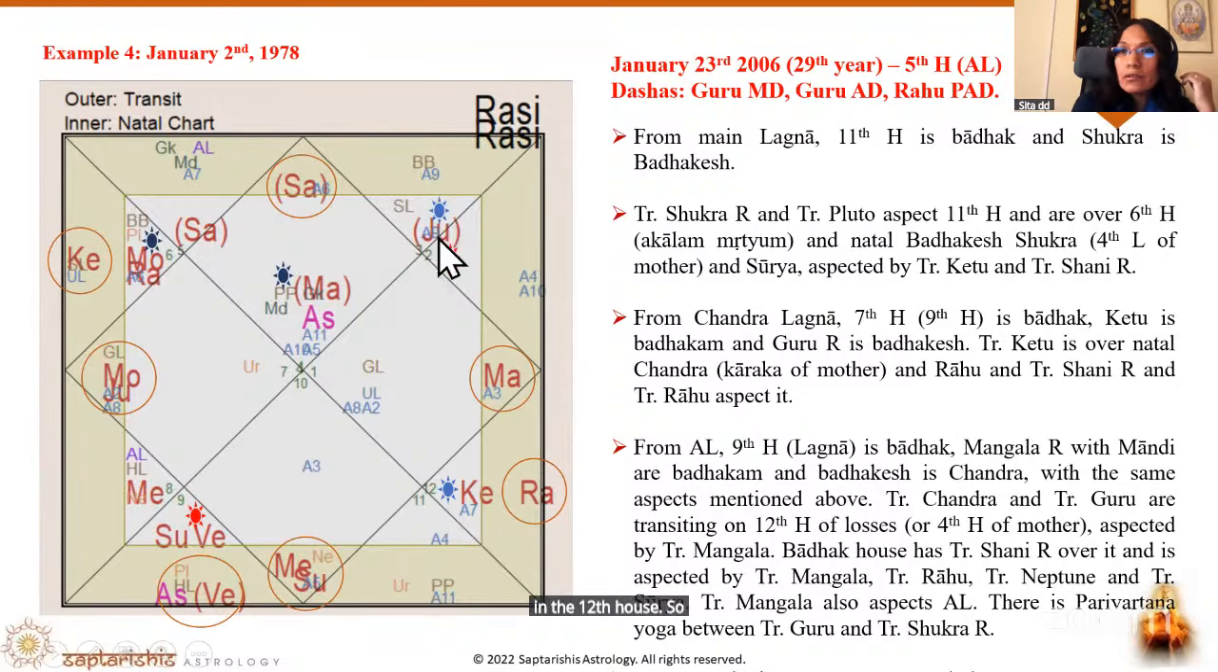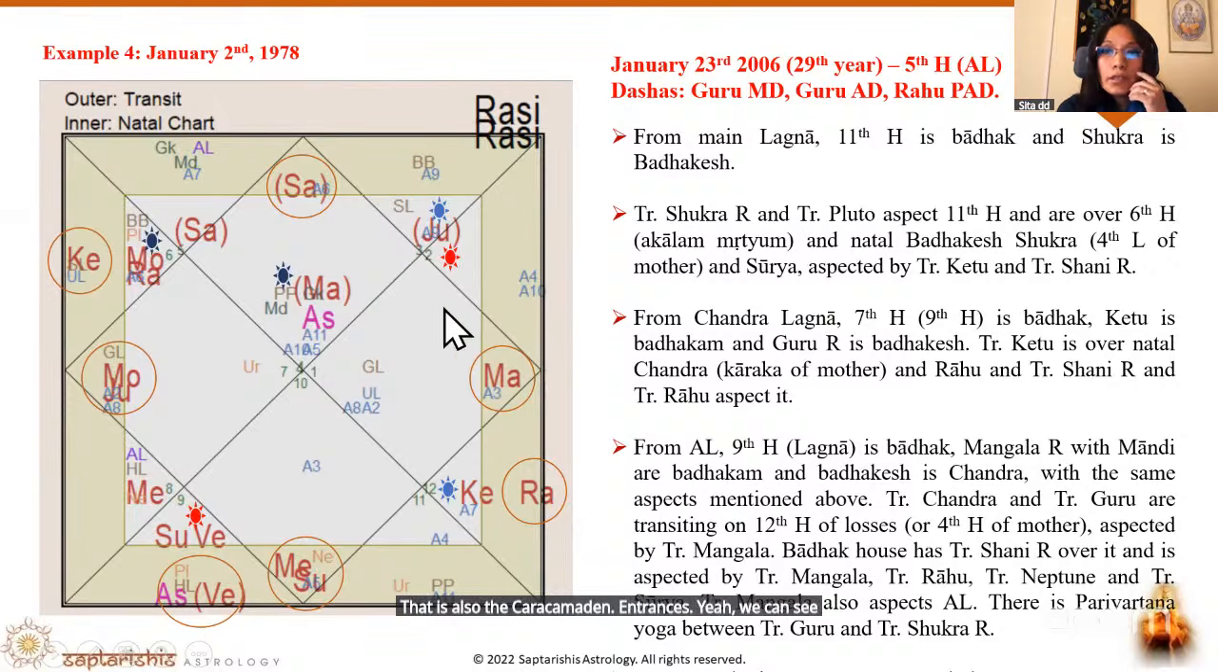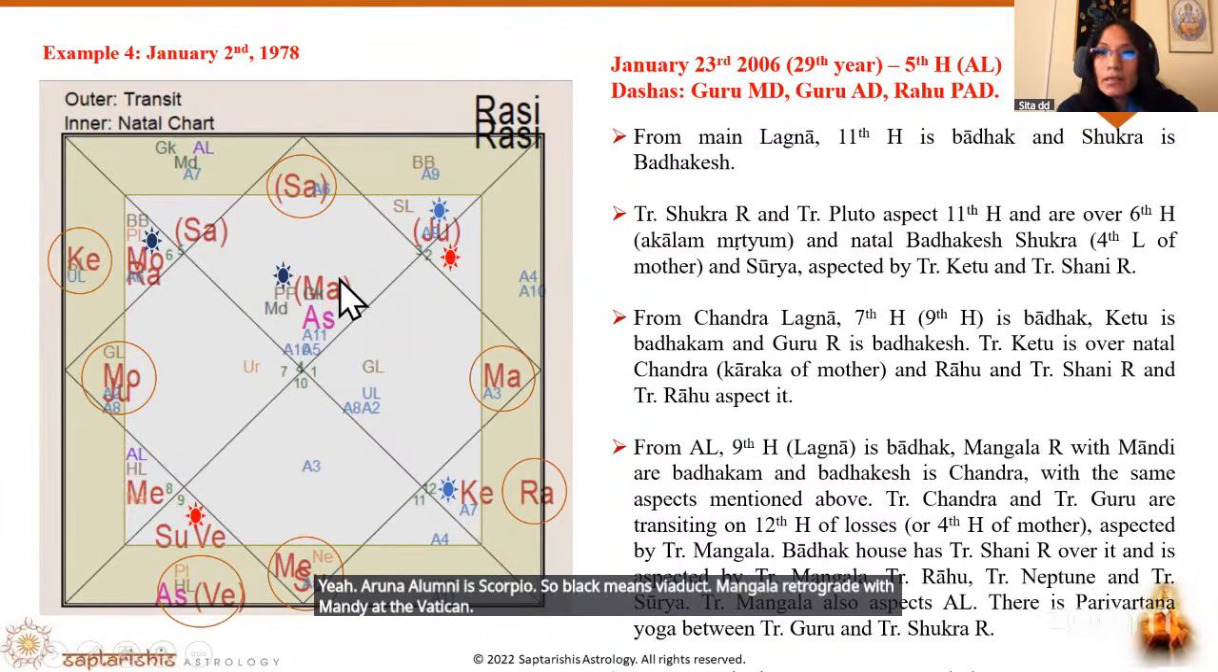So transit Ketu is over the natal third house, over this natal, where is Chandra, that is also the Karaka of mother, and over Rahu. And transit Shani retrograde and transit Rahu aspected. Yeah, we can see. From Aruda Lagna, Lagna is Badhaka. Yeah, Aruda Lagna is Scorpio, no? So Lagna is Badhaka. Mangala retrograde with Mandi at Badhakasthana.